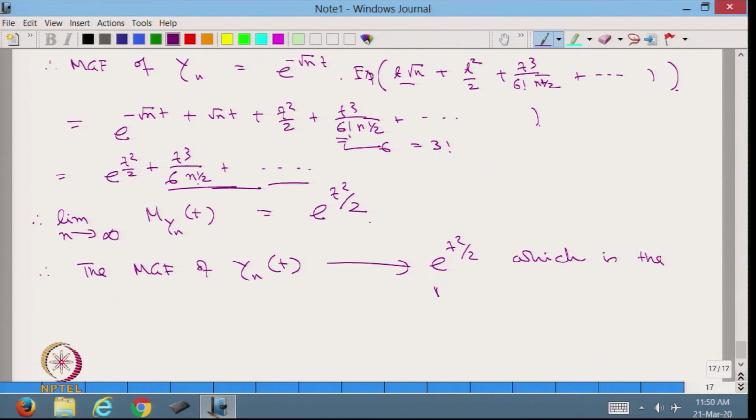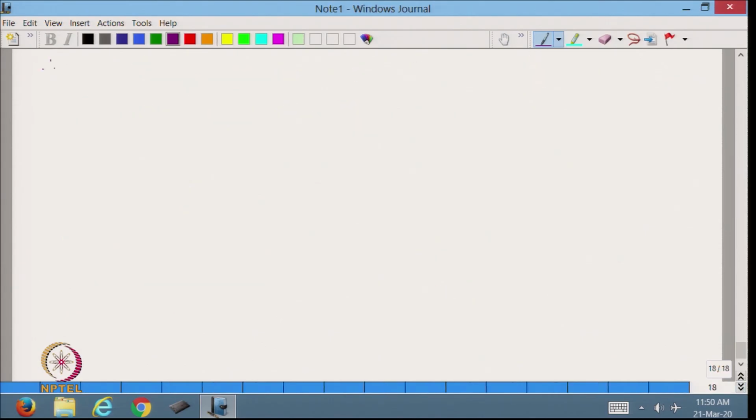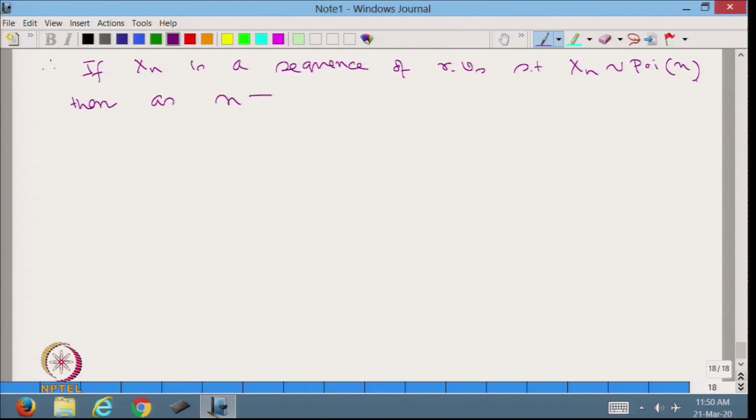which is the MGF of standard normal with parameters 0, 1. Therefore, if xn is a sequence of random variables such that xn is distributed as Poisson with parameter n, then as n goes to infinity, the standardized xn converges in distribution to normal 0, 1.